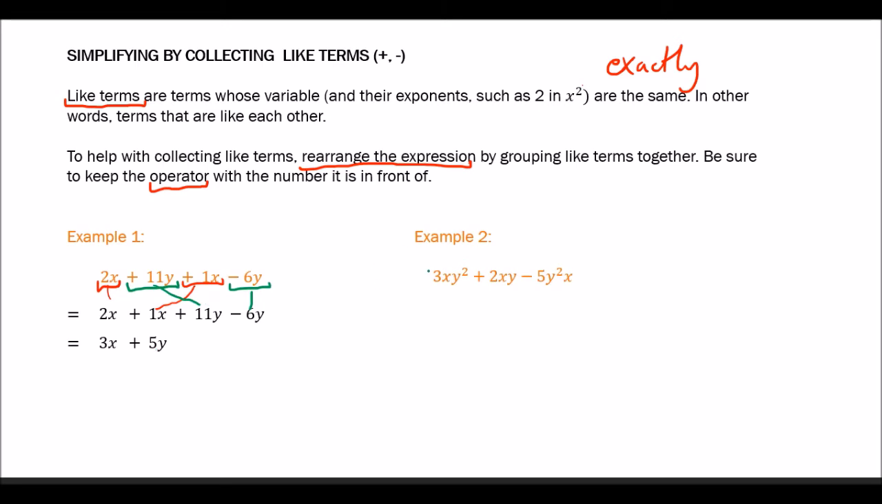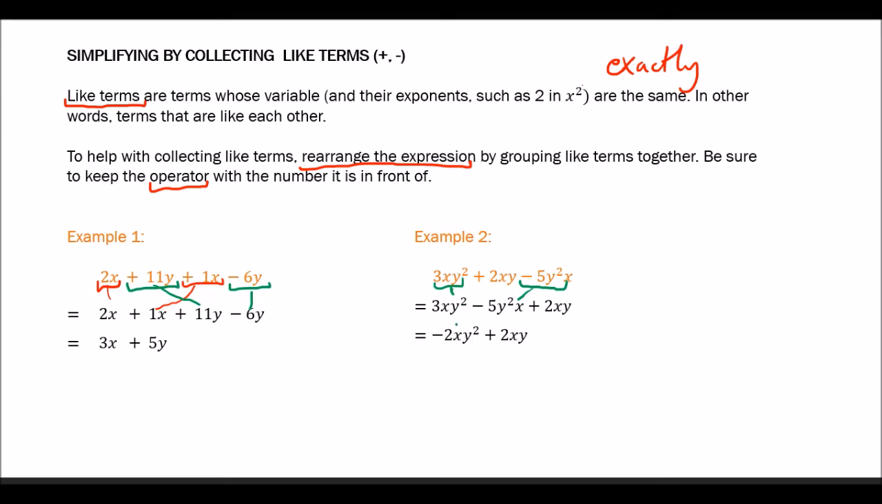Example 2, now we've got some exponents here. Remember, it has to have exactly the same letters and the same exponents. Double check what you have here. It doesn't matter what order they're in, as long as they have the same exact letters and the exponents on the top right for each variable. So in this case, I can group 3xy squared and negative 5y squared x together. And 2xy can just be by itself.